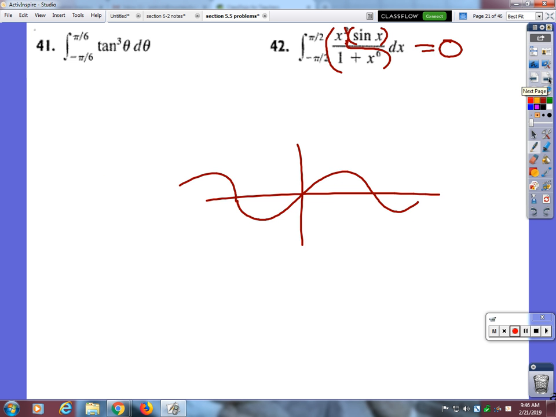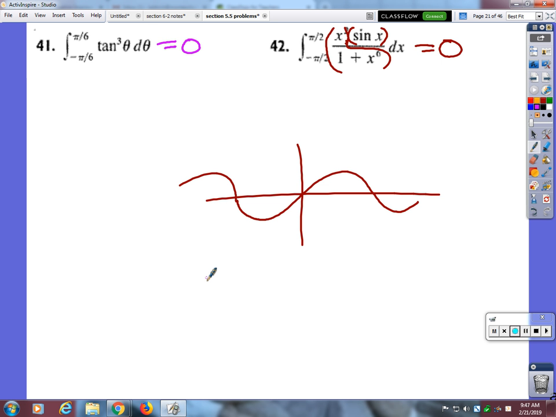Payson? It's a tangent cube? What do you think it's tangent cube? Easy for some, hard for others. Okay. Gage? Because tangent cubed is an odd function. And if you go from negative pi over 6 to pi over 6, there's going to be the same amount of the graph below the x-axis as there is above. So they're going to cancel out and give you 0. Correct.